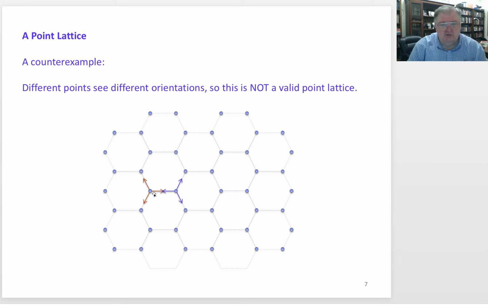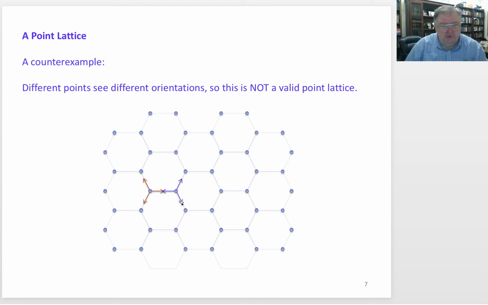Because just look at these 2 points. Clearly their orientation is different, right? There's a rotation that takes you from this point to this point. So each point is not indistinguishable from every other point. So this does not qualify as a valid point lattice.